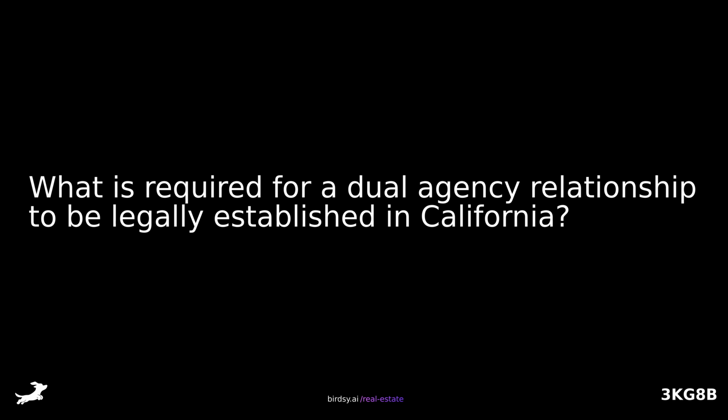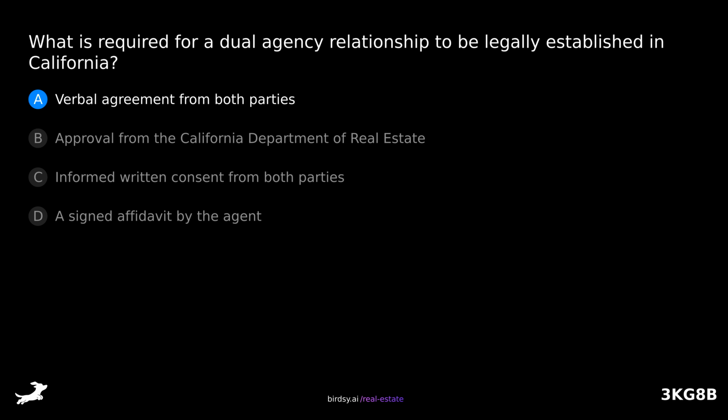What is required for a dual agency relationship to be legally established in California? Is it A, verbal agreement from both parties? B, approval from the California Department of Real Estate? C, informed written consent from both parties? Or D, a signed affidavit by the agent? The answer is C, informed written consent from both parties.